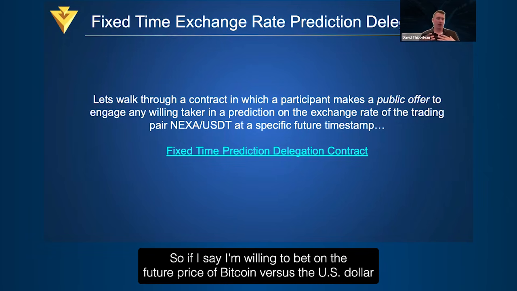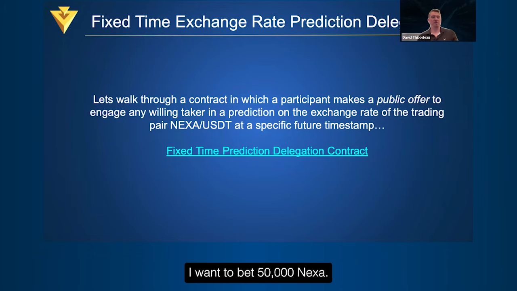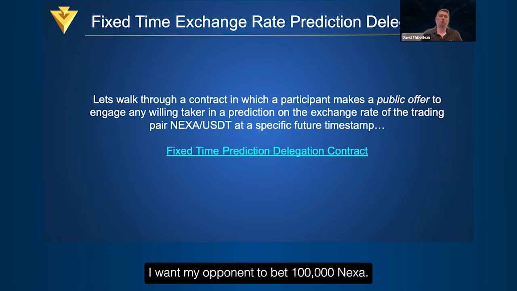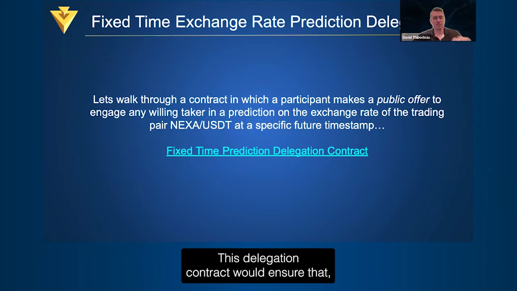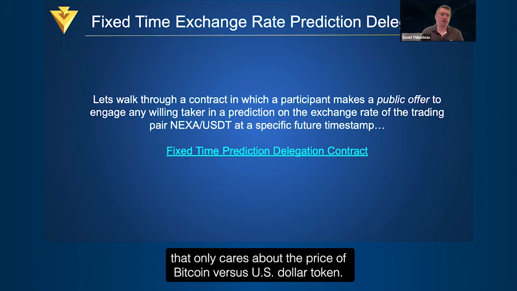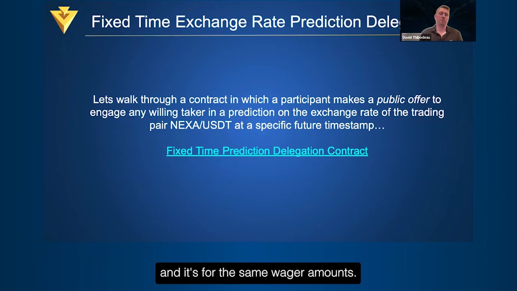So if I say, I'm willing to bet on the future price of Bitcoin versus the US dollar, I want to lock this into a Nexa smart contract. I want to bet 50,000 Nexa, but I'm taking, say, an unlikely price. I want my opponent to bet 100,000 Nexa. I want them to have to wager double of what I wager. This delegation contract would ensure that the money is being spent into a contract that only cares about the price of Bitcoin versus US dollar token. It's for the same exact timestamp that I specified, and it's for the same wager amounts.